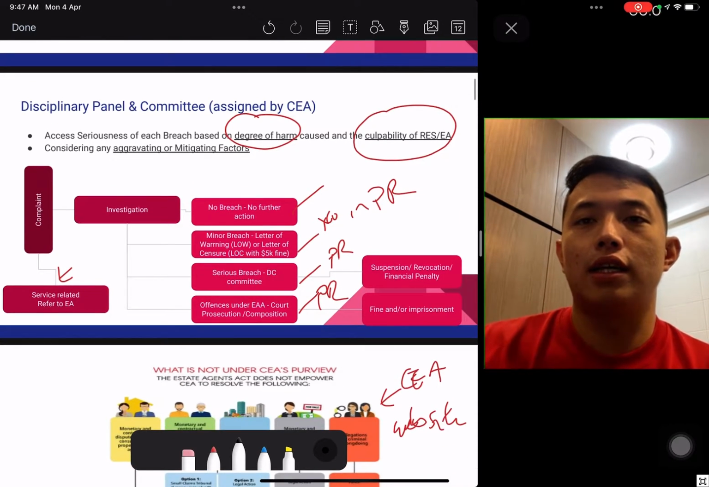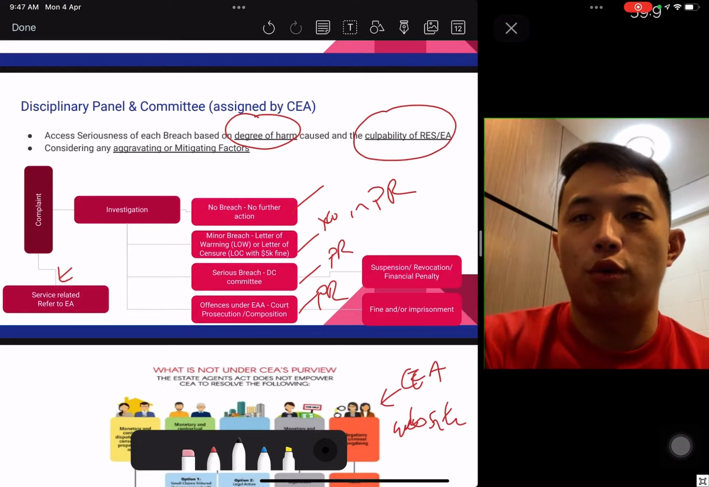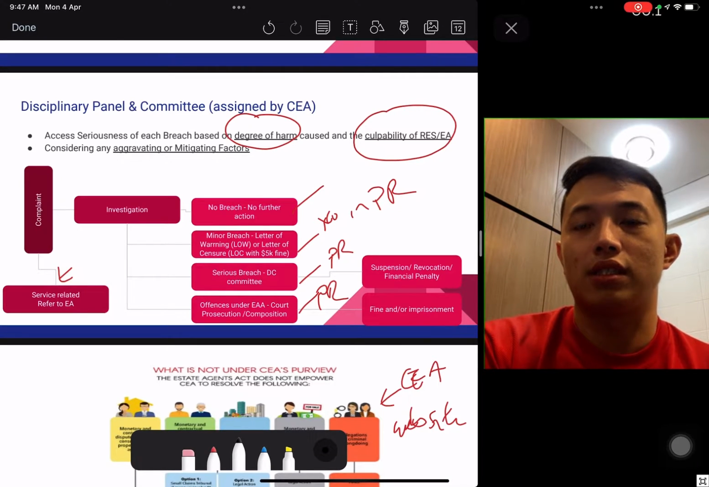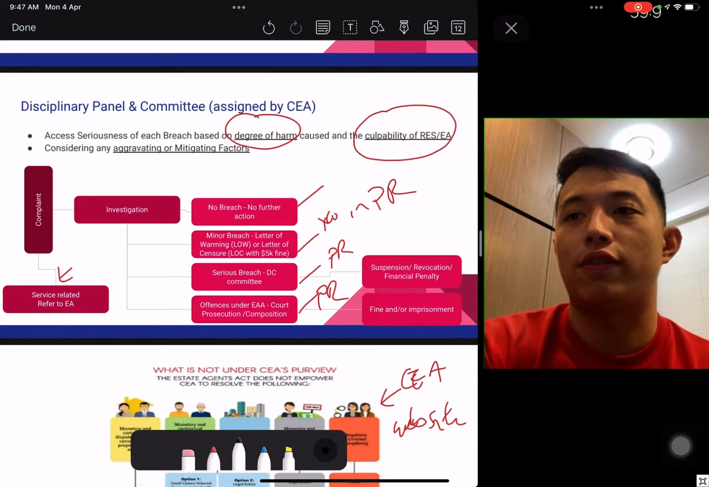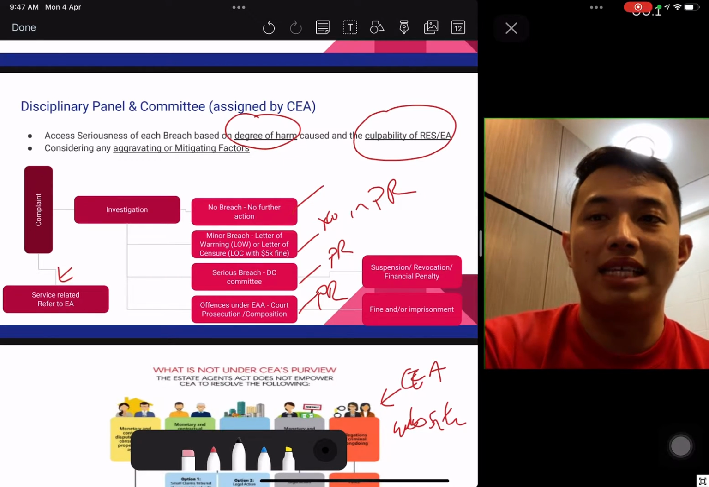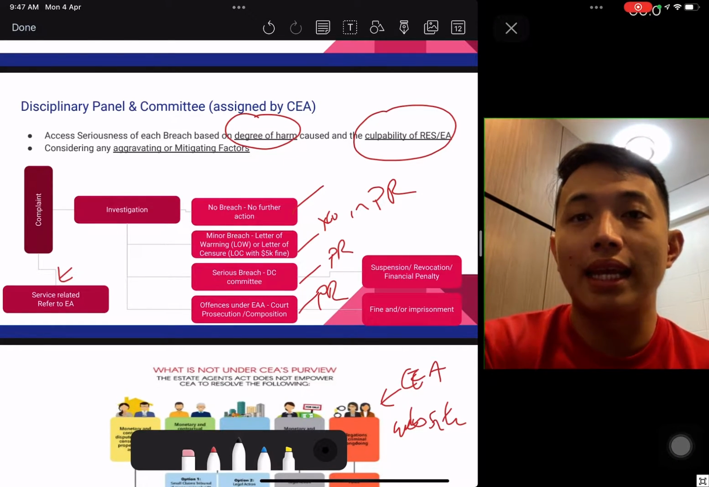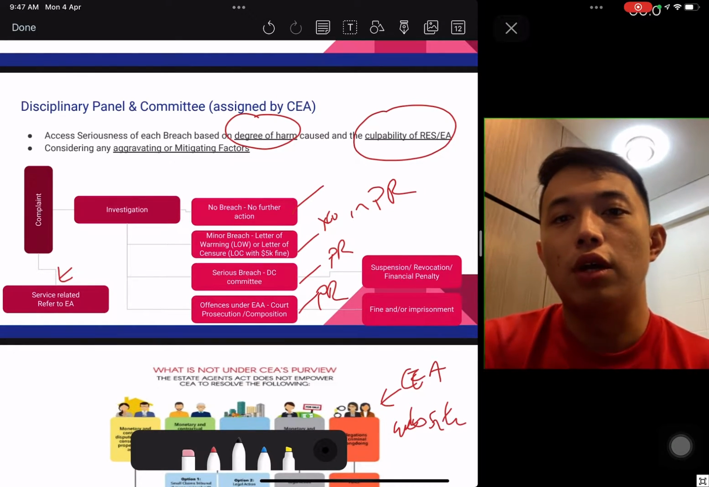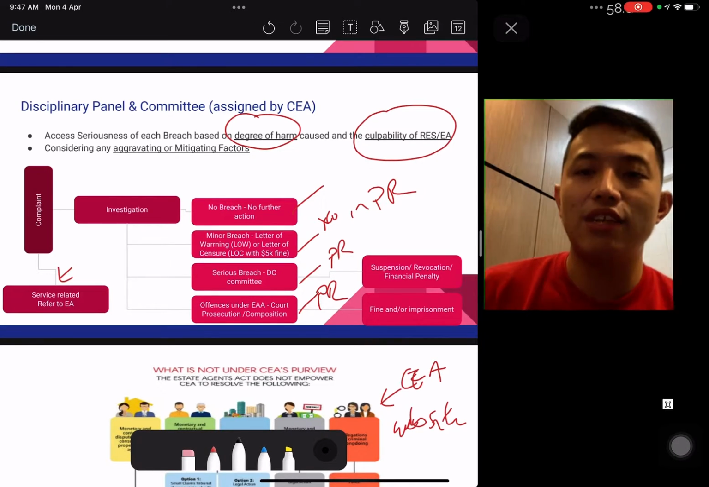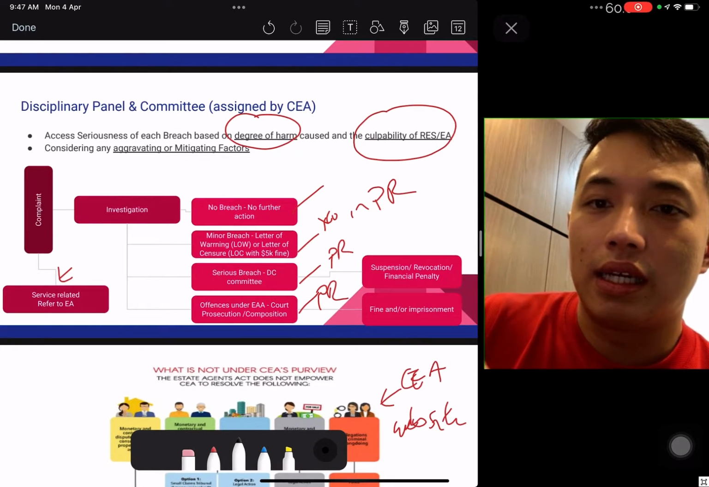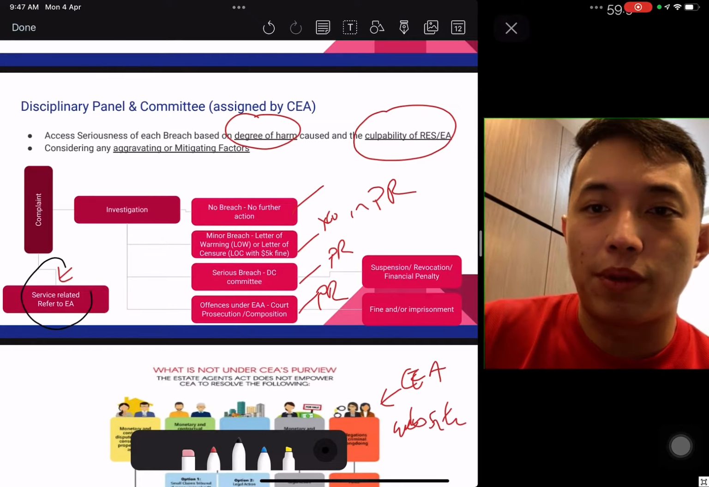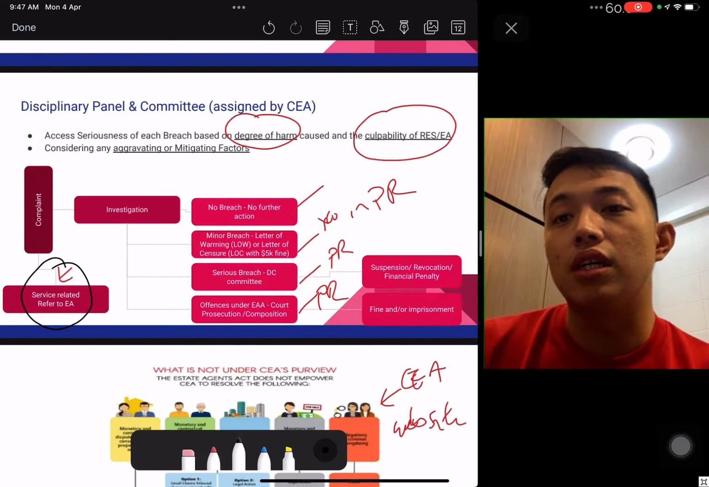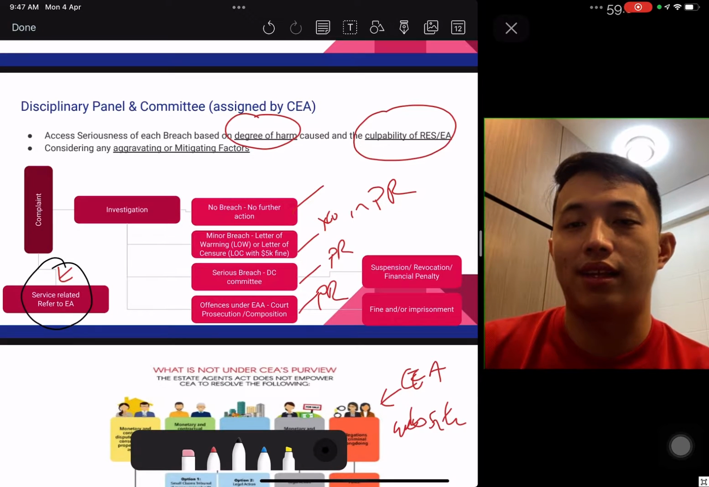So under the committee, for every breach, they will assess the seriousness of it, like the degree of harm done and what causes it, and the accountability of the RES or EA to prevent this harm to the client, also considering any aggravating or mitigating factors. So when a complaint comes in, if it's anything related to the service, it will be referred to the EA. Service-wise, it is all under the EA, who will take action against their own agents after their own investigation.